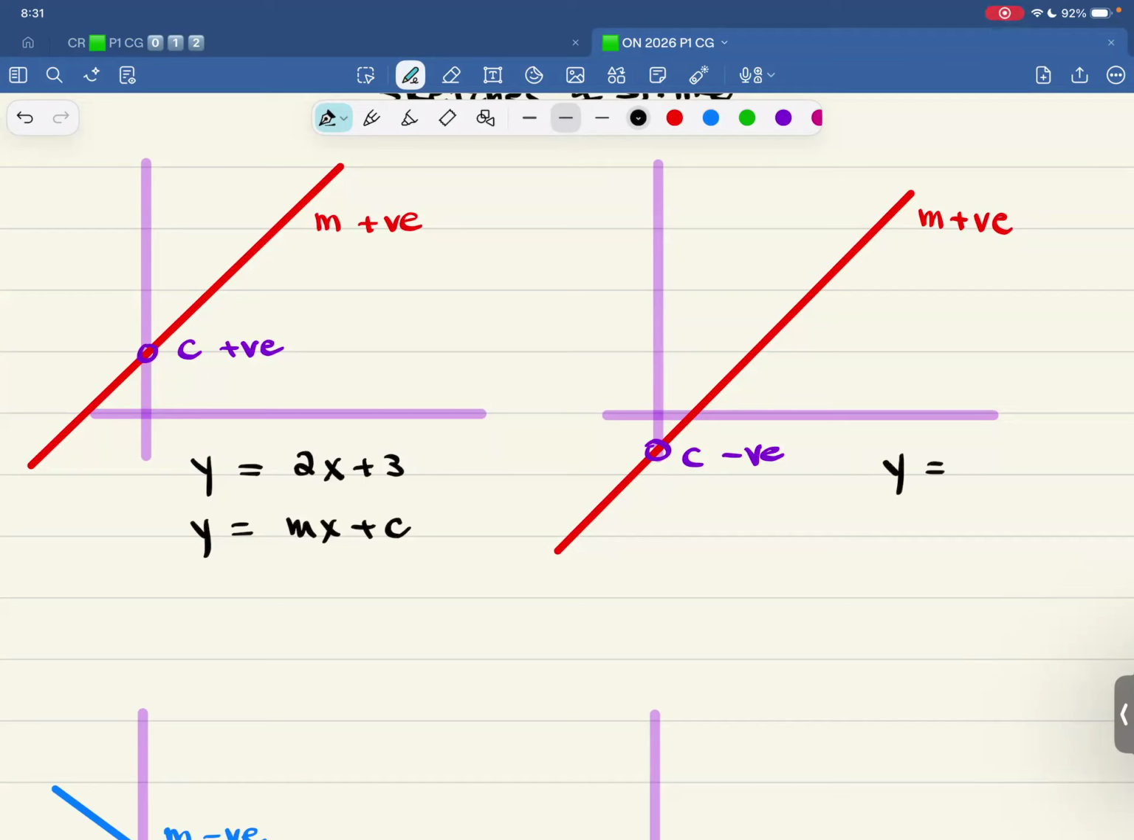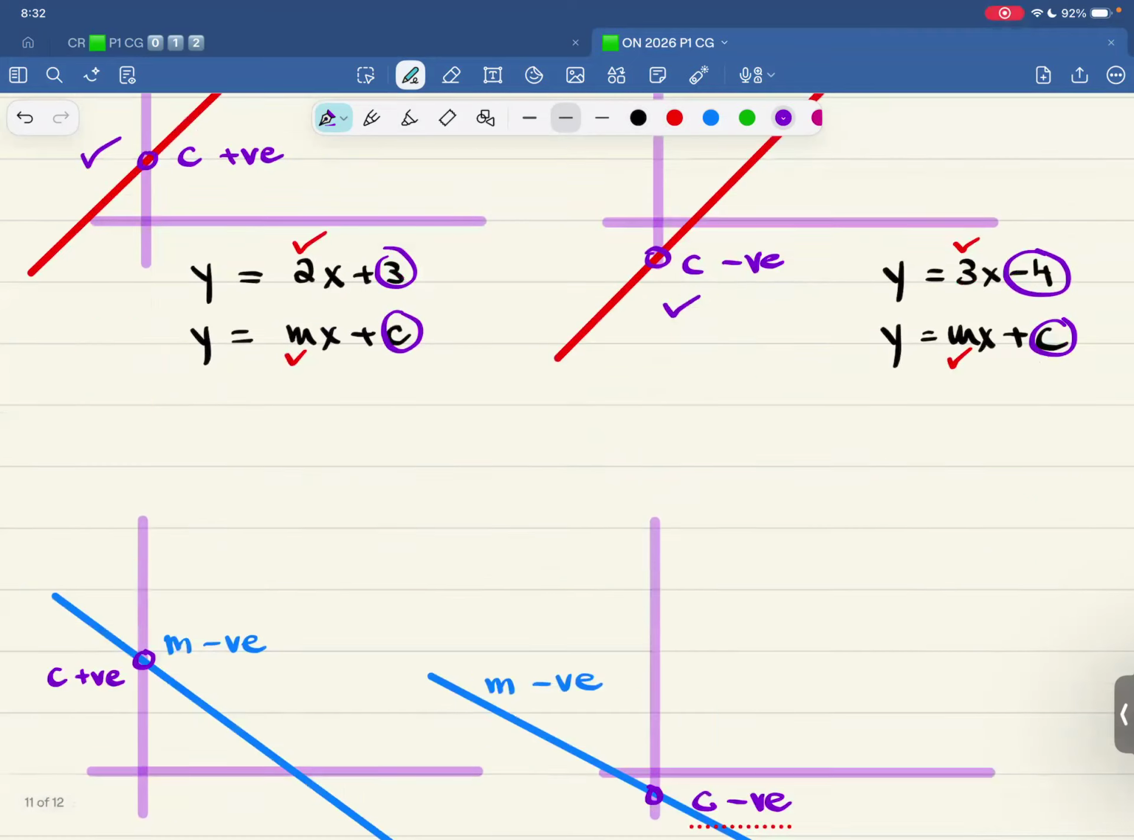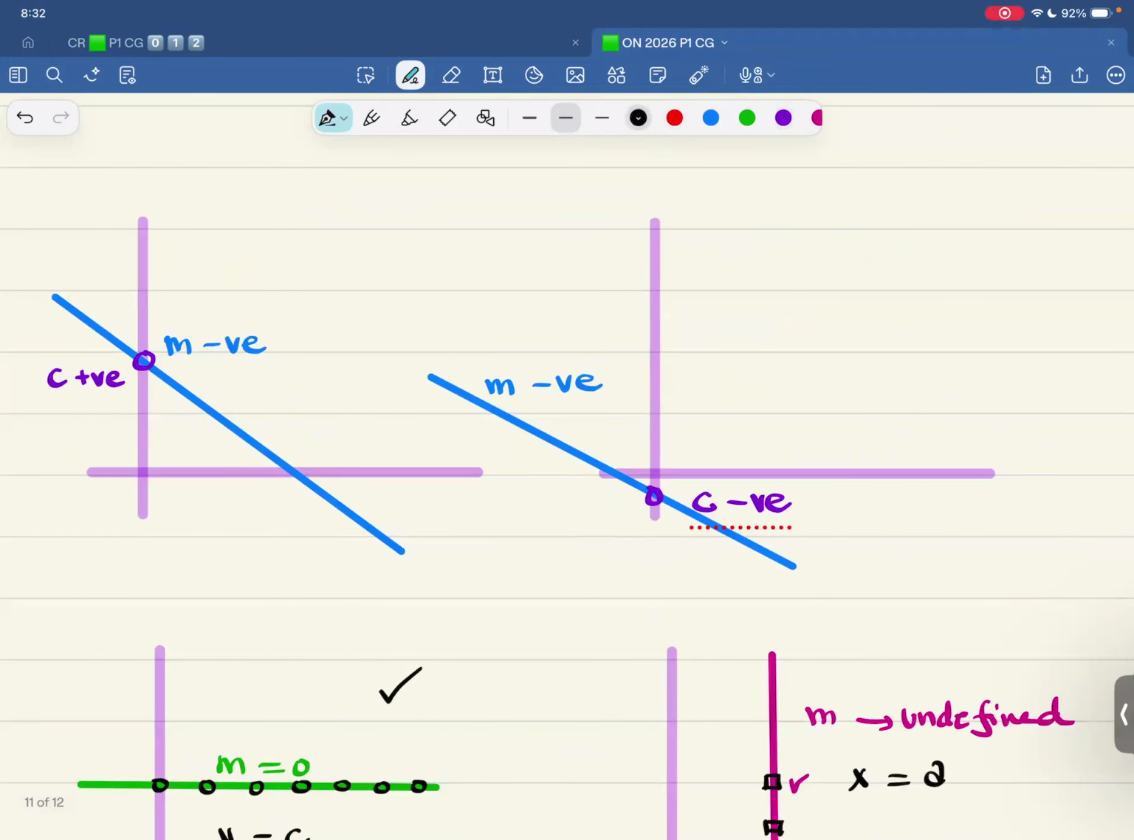Over here, y equals 3x minus 4. y equals mx plus c. Now you can see for yourself: gradient positive, y-intercept positive like this, y-intercept negative like this. Let me write two more equations. y equals minus x plus 5. And y plus x plus 1 equals 0, therefore y equals negative x minus 1.